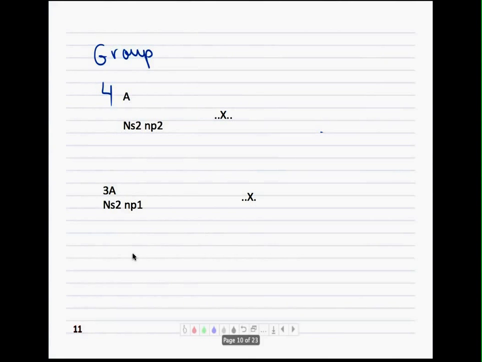Yes? How many bonds did you say were in 4A and 3A? 4A? 4 bonds because it has 1, 2, 3, 4. So it's going to form 4 bonds. Any unpaired electron by itself is going to make a bond. Each one of these is going to make a bond so that it has the 8 electrons around. So you said 2 bonds for 3A? For 3A, 3 bonds.